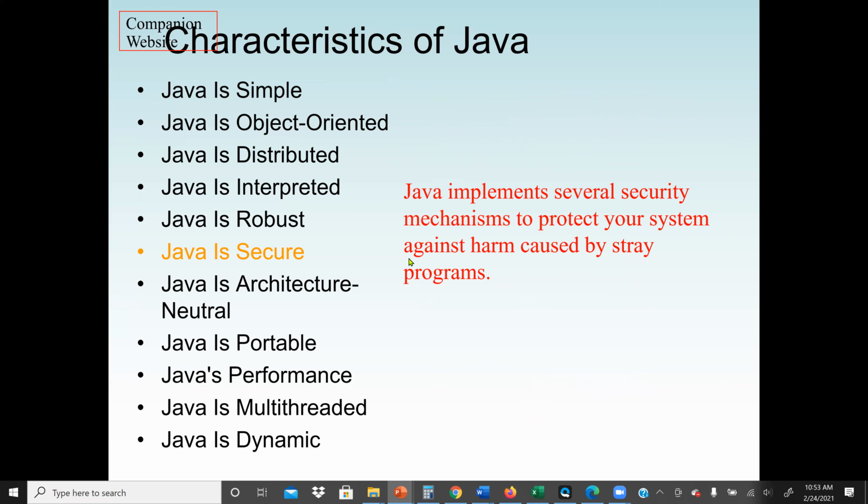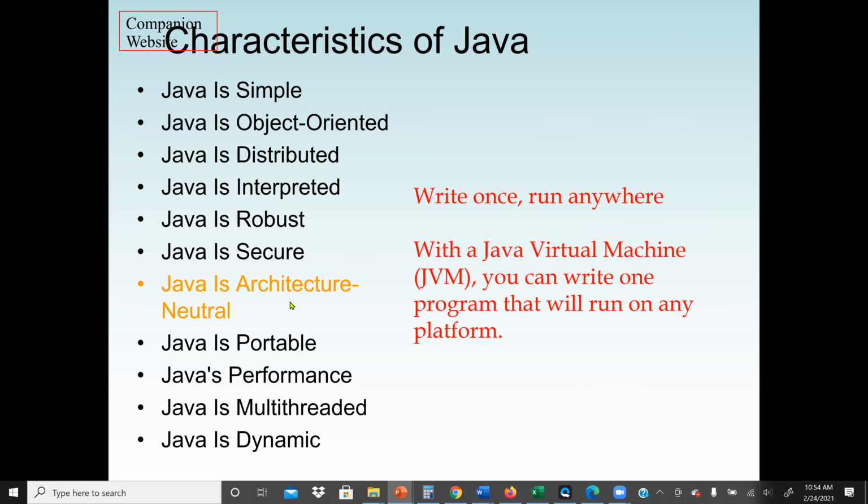Also, Java is very secure compared to other programming languages. Java implements several security mechanisms to protect your system against harm caused by strange programs. And since Java runs a lot on the internet platform, and we know the internet consists of thousands, if not millions, of computers, security is a very big issue.